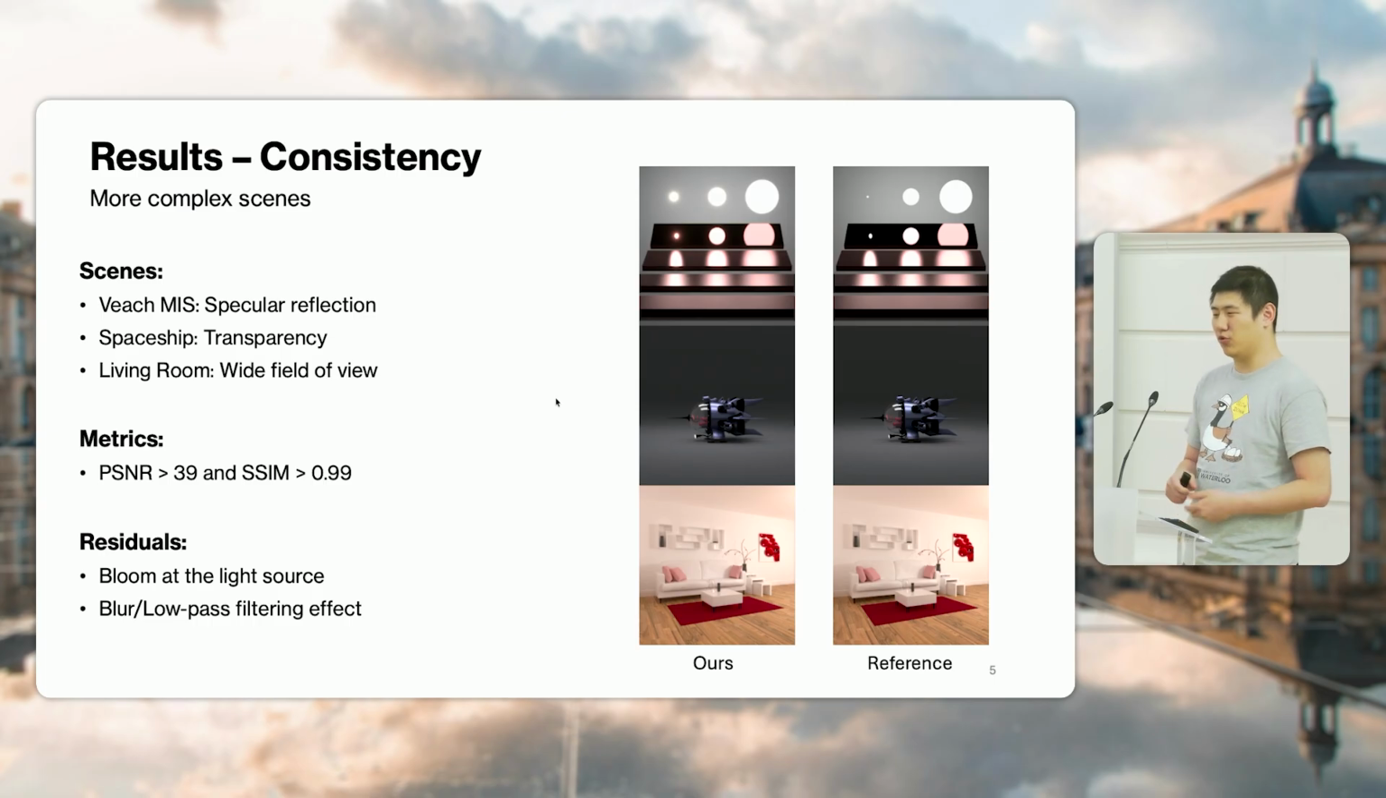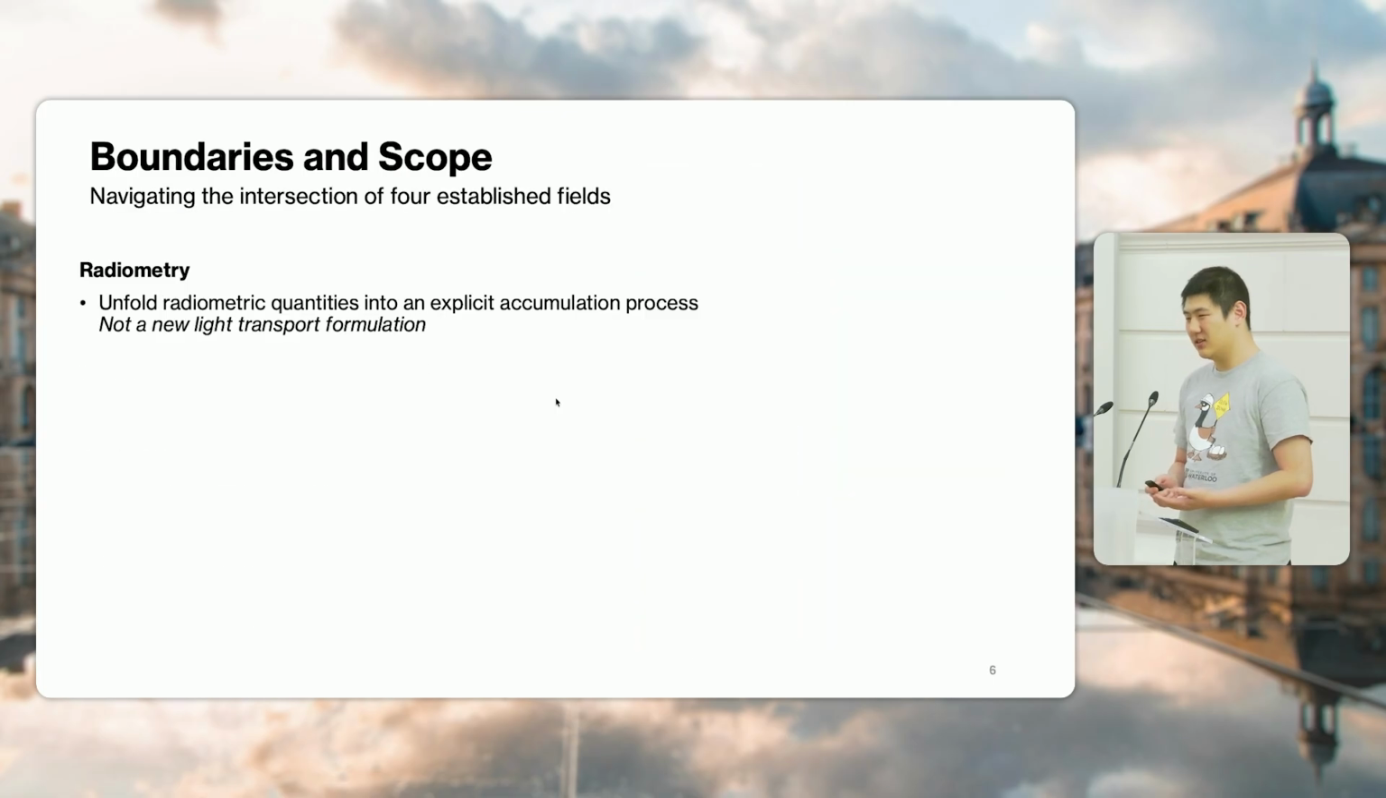We can be more precise about where the work sits. For this kind of work, it's very important to talk about the boundaries. Our work has intersection with four established fields, and we will be clear about what we did and what we did not do. In radiometry, we are not proposing a new light transport formulation. We use radiometric quantity as a stable endpoint, and we unfold the accumulation process behind it.